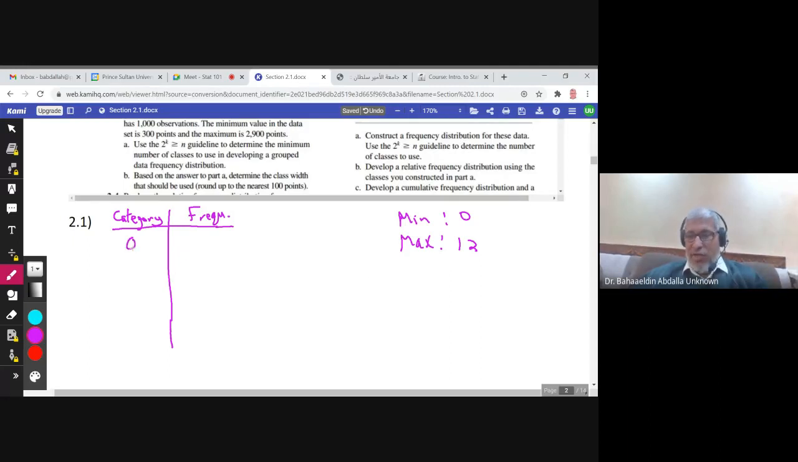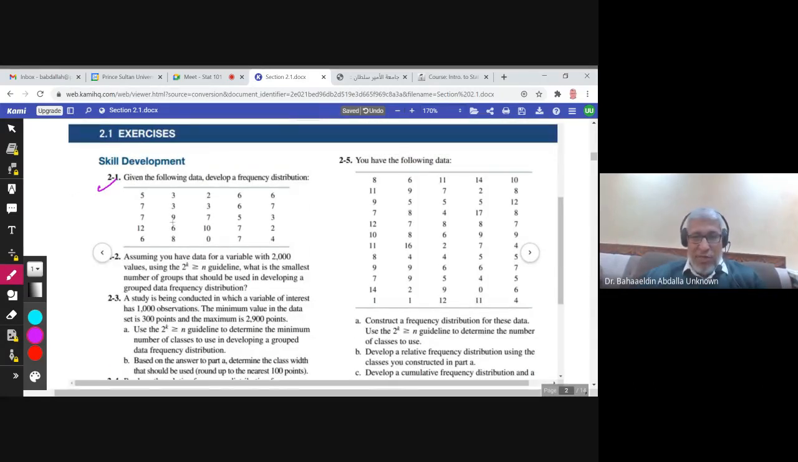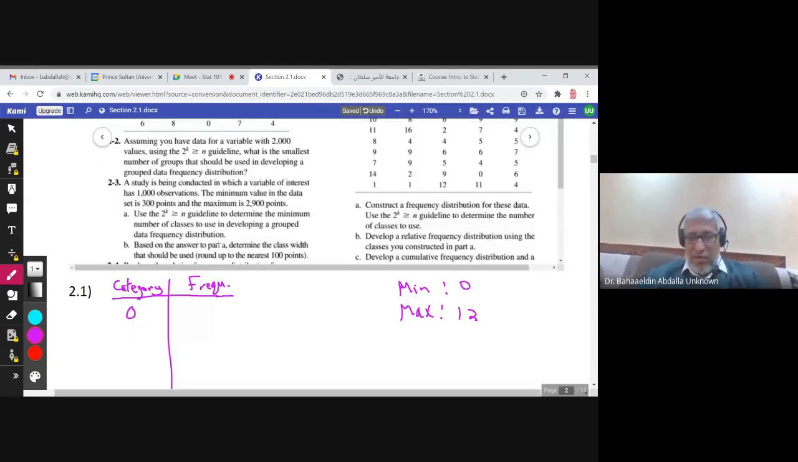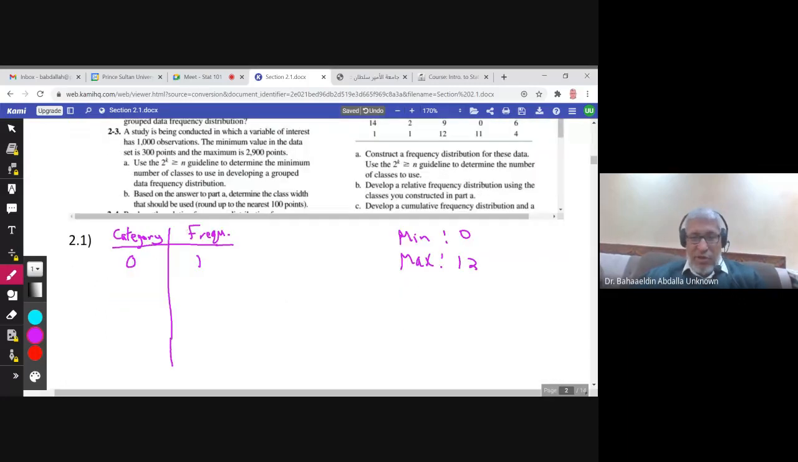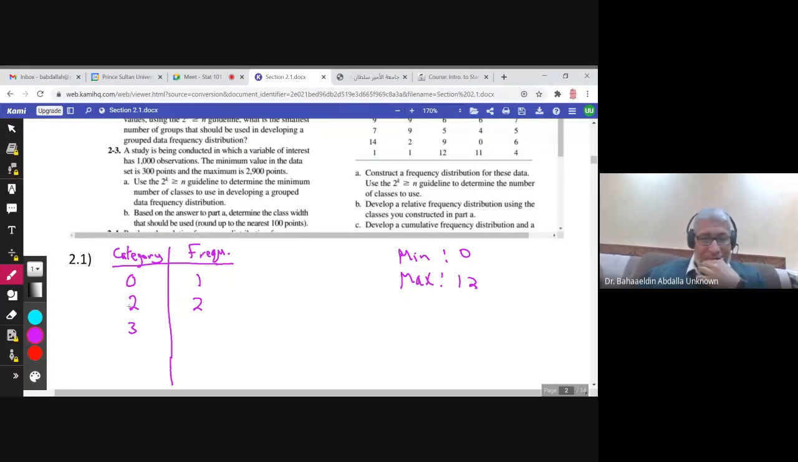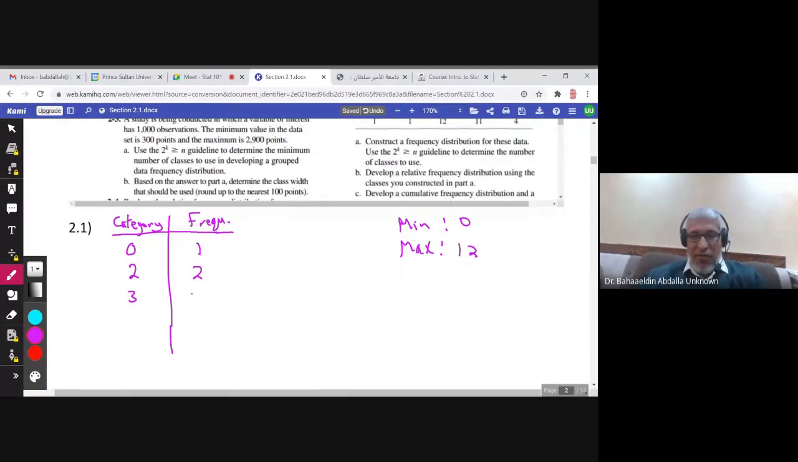So the 0, for example, is a category. Okay. So the category 0, how many times repeated here? Once. So the frequency of 0 is 1. Okay. The category 1, do we have 1? There is no 1. So there is no need to write it. For example 2. We have 2. How many times? 1, 2, 2 times. So the category 2 repeated 2 times. Okay, the category 3. Is there 3? Yes, we have. How many times? 1, 2, 3, 4. Okay, so the category 3 repeated 4 times, and so on.